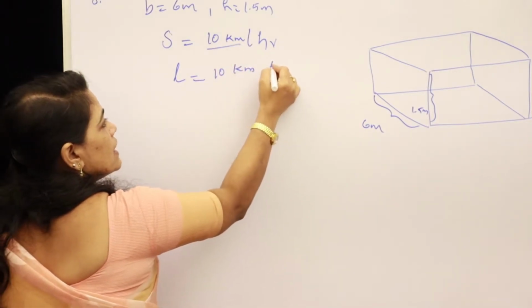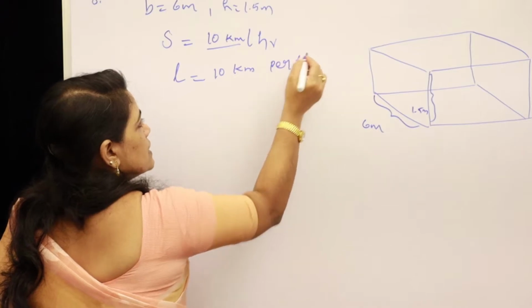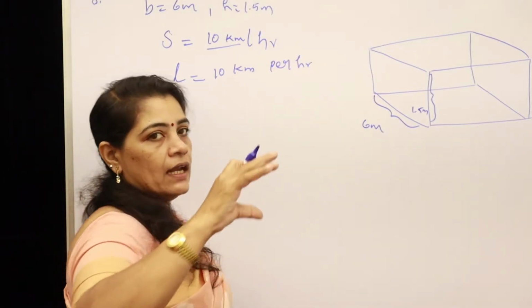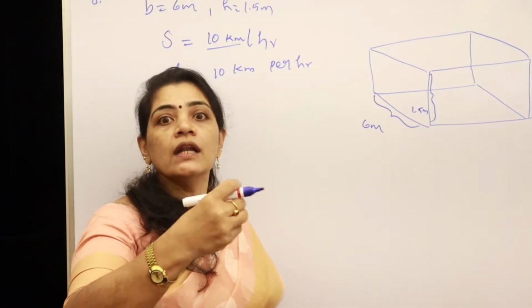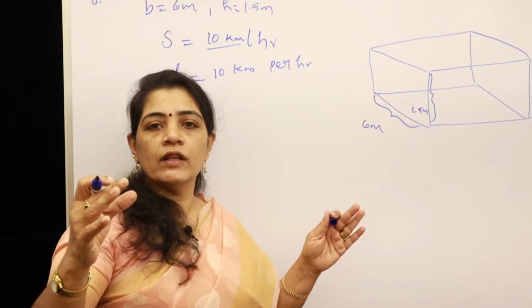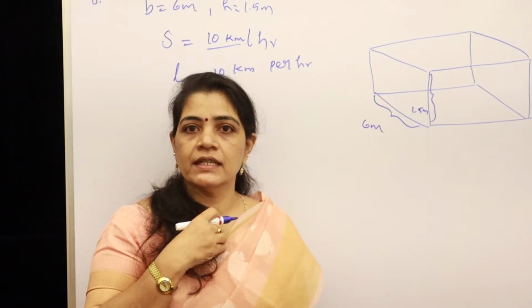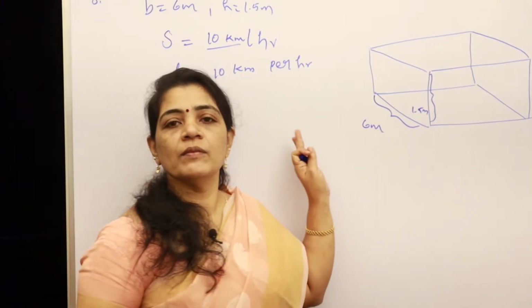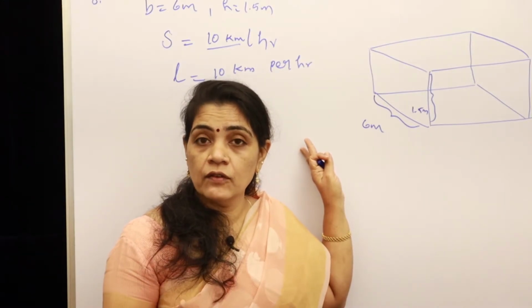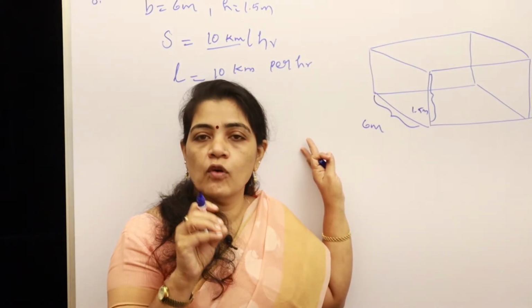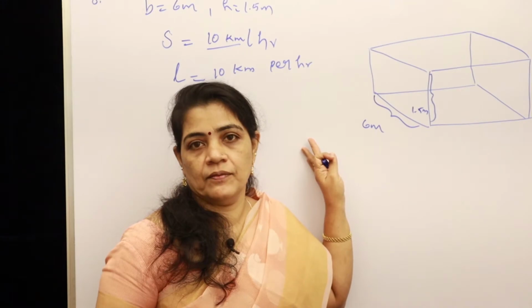10 kilometer per hour means the water flowing out of the canal in 1 hour will have a length of 10 kilometer. That is the meaning of speed equal to 10 kilometer per hour. But we need the length of water for only 30 minutes.